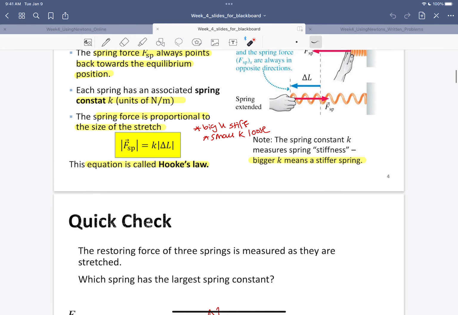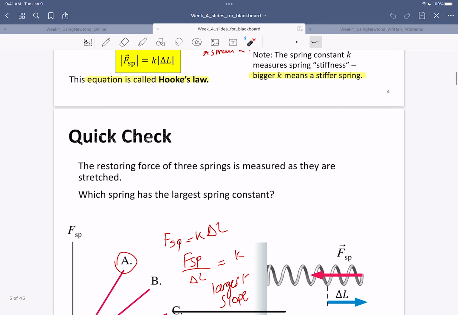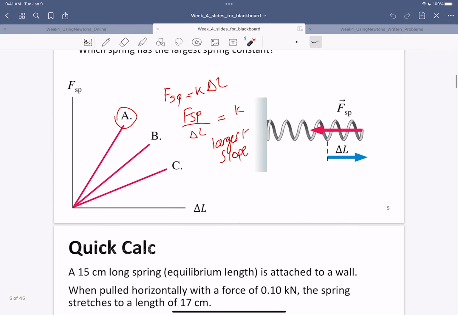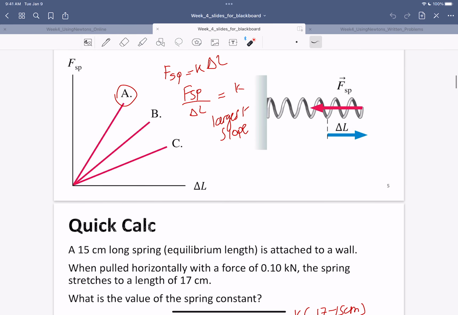Is a larger spring constant more stiff? Yeah, larger k measures spring stiffness, so bigger k means a stiffer spring. Like I said, a steeper slope on a spring force versus delta L or delta x graph would mean a larger k and therefore a stiffer spring.